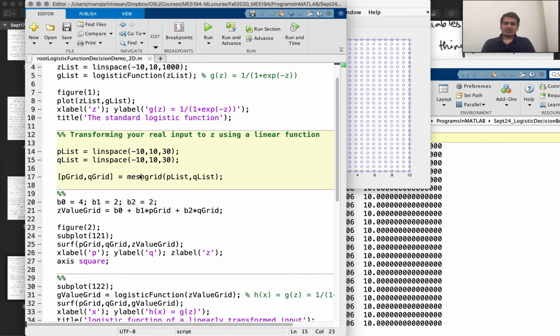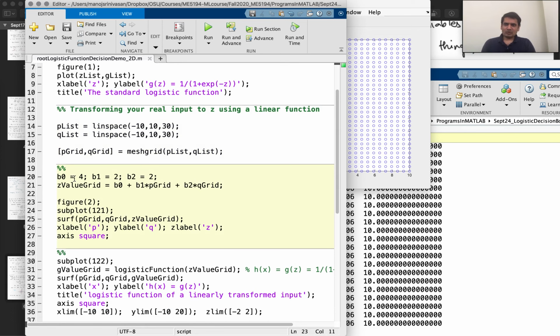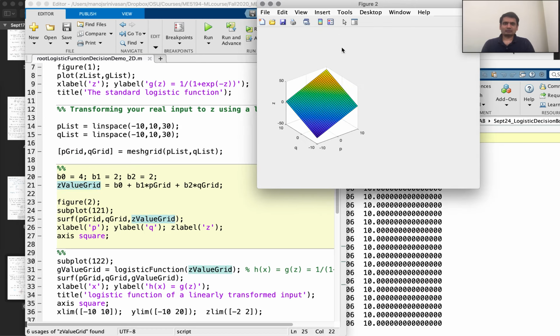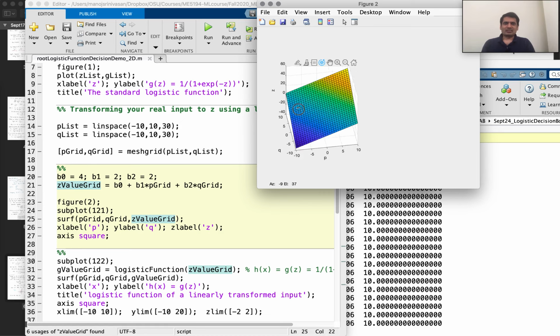Okay, anyway, so we have this n by n, or 30 by 30, 900 points for p and q. Now for those 900 points we compute z. First we say z is a linear function of p and q, so z is b0 plus b1 p plus b2 q, and then we just do a surface plot, surf of p grid, q grid, z value grid. So let me run that. And because z is a linear function of p and q, you have this linear function.